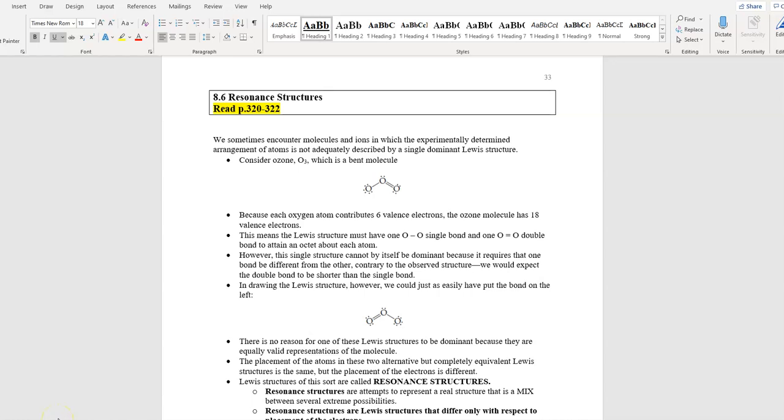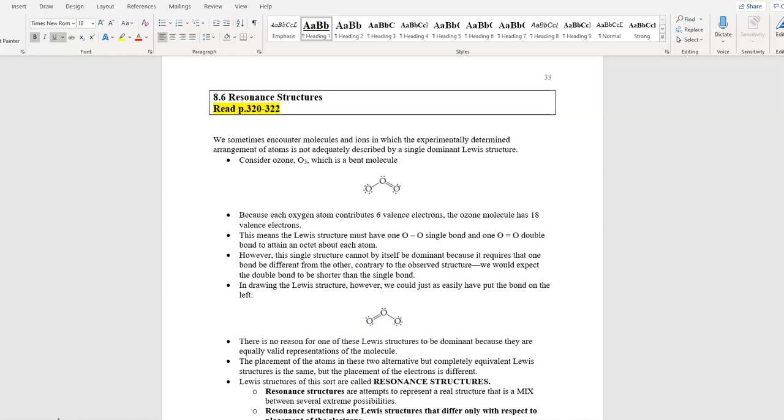Hello AP 8.6. Now that you've learned how to draw Lewis structures, the topic is, can a structure be drawn more than one way? And it's called resonance structures. If you can draw it one way, it's simply moving bonds around. So we sometimes encounter molecules and ions in which the experimentally determined arrangement of atoms is not accurately described as a single dominant Lewis structure.